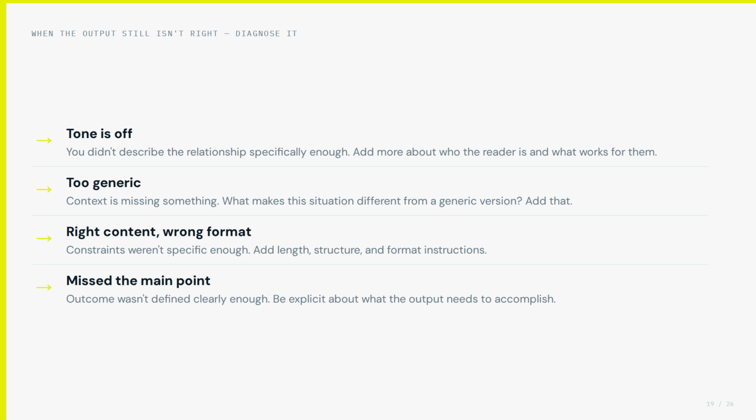You've missed the main point. The delay is our fault, not the supplier's. This is too long. Cut it by half without losing the key points. Direct, specific feedback in the same conversation is often the fastest fix.